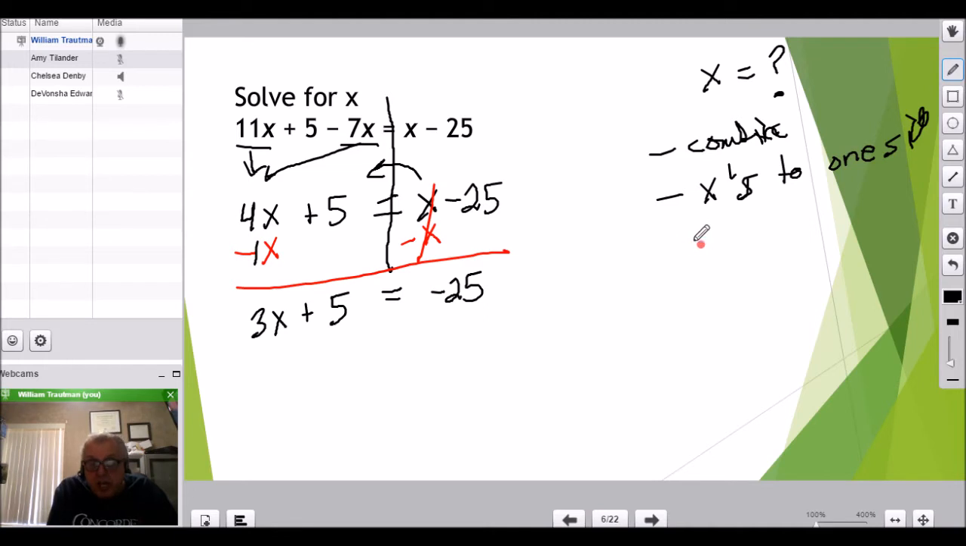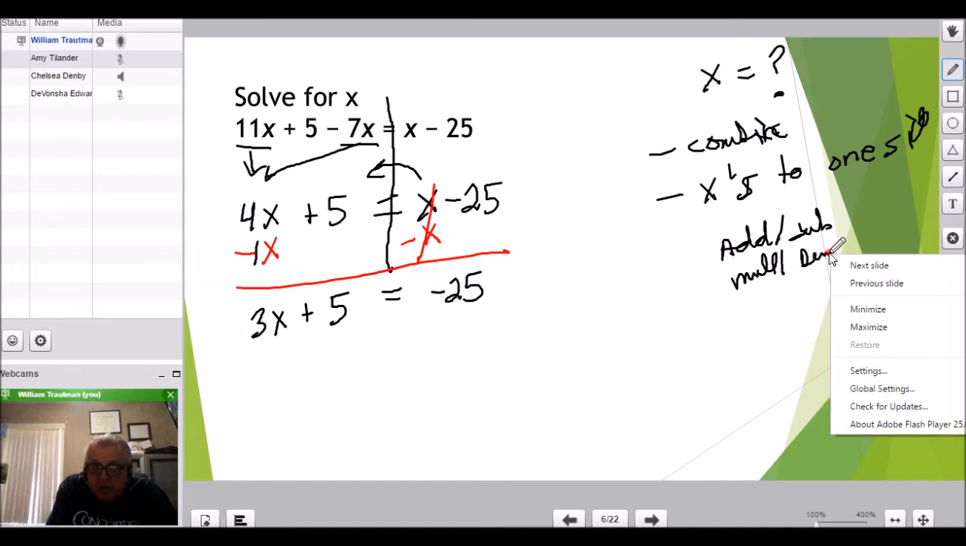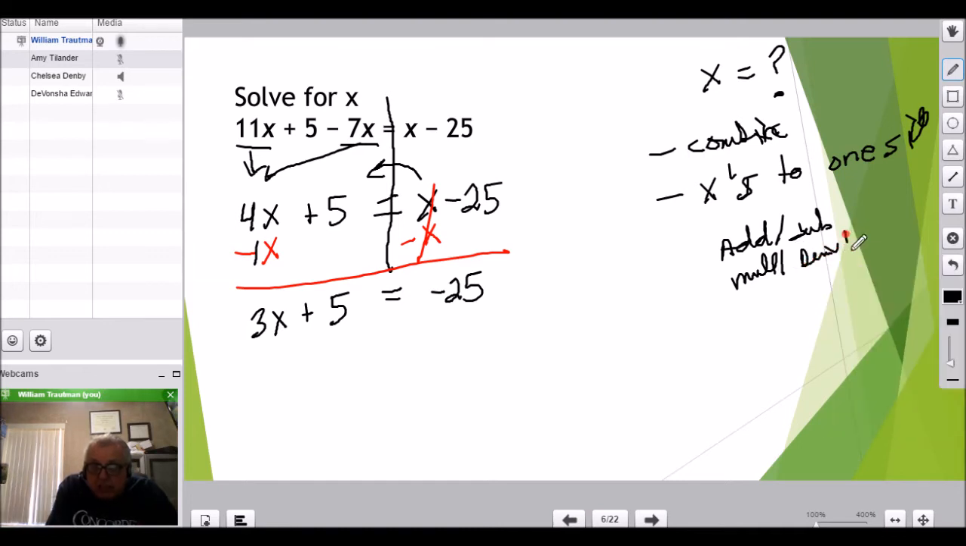All right, then we need to get the x's by itself. You always do the add and subtract to the other side before you do the multiply and divide. This is opposite of the order of operations. This is the solving step.